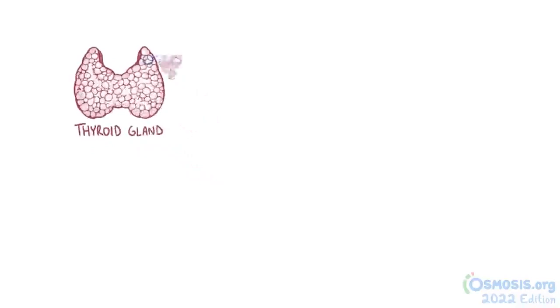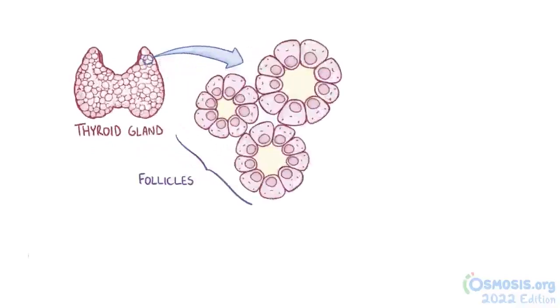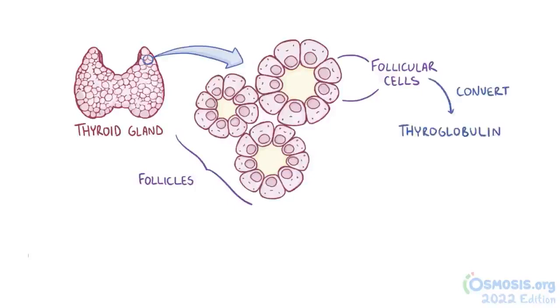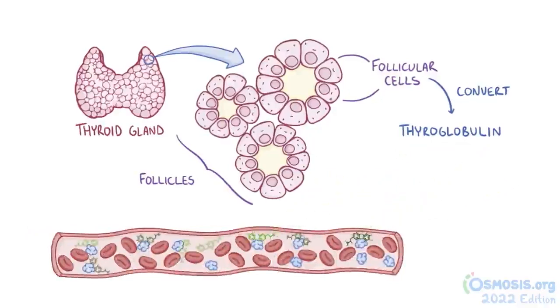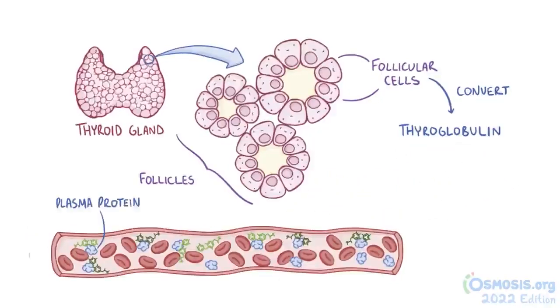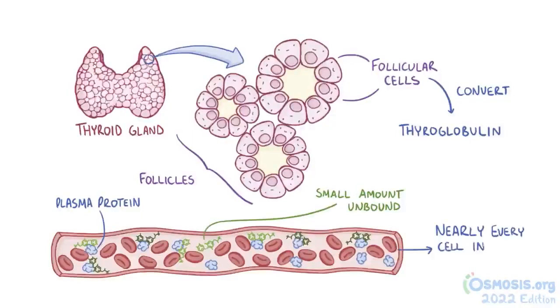If we zoom into the thyroid gland, we'll find thousands of follicles, which are small, hollow spheres whose walls are lined with follicular cells, and are separated by a small amount of connective tissue. Follicular cells convert thyroglobulin, which is a protein found in follicles, into iodine-containing hormones, triiodothyronine, or T3, and thyroxine, or T4. Once released from the thyroid gland, these hormones enter the blood and bind to circulating plasma proteins. Only a small amount of T3 and T4 will travel unbound in the blood, and these two hormones get picked up by nearly every cell in the body.